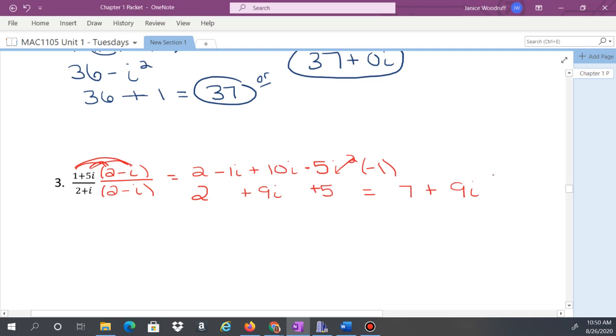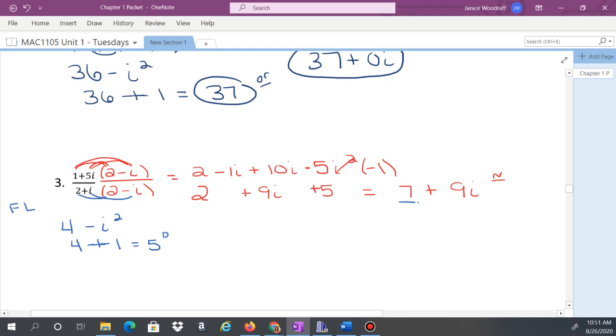Okay, that's my numerator. Now my denominator, 2 plus i times 2 minus i. So change the color so we know they're different. Okay, so we'll just do first and last here. So the outer and inner terms are going to cancel out. 2 times 2, we get 4. i times negative i gives negative i squared. And then that's 4 minus negative 1. So 4 plus 1 gives us a 5, and that's our denominator.